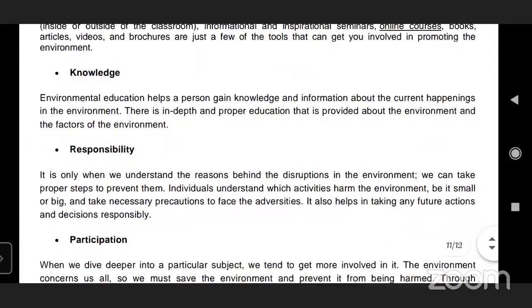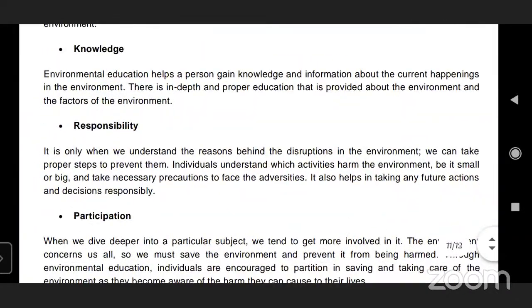And coming to responsibility, as we know, it is only when we understand the reasons behind the disruption in the environment. We have responsibility only when we understand the importance of the environment. When we give protection, when we feel responsibility towards the environment, it means we understand the reasons behind the disruptions.